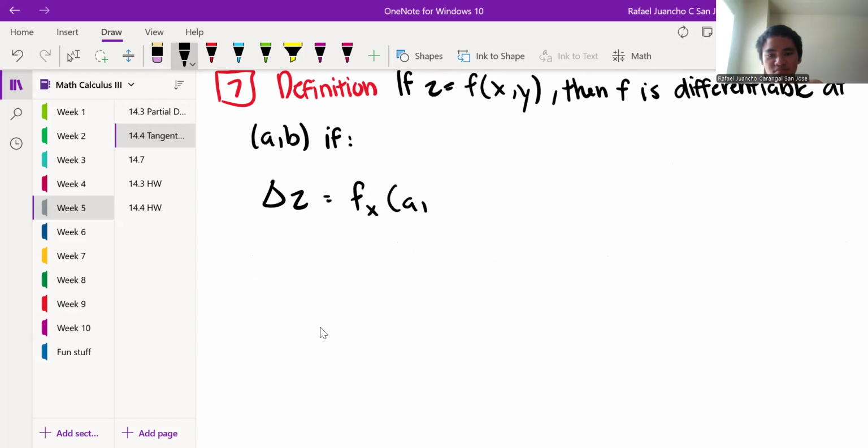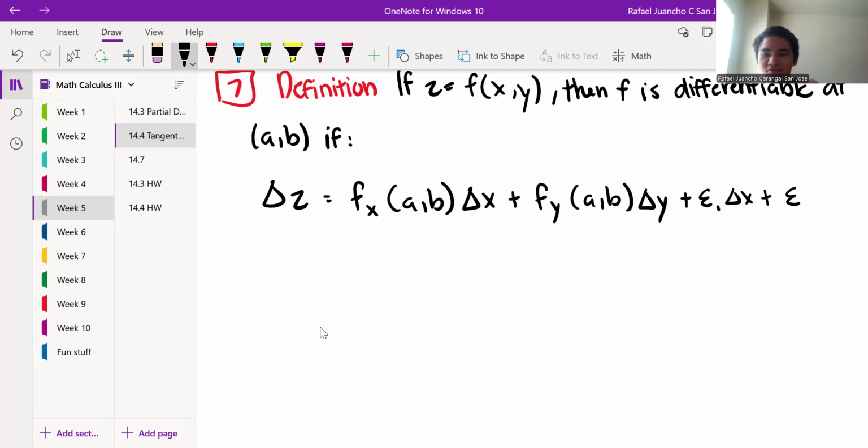So my partial with respect to x, delta x, instead of derivative, we call it a partial. My partial with respect to y, delta y, and then my epsilon, I guess epsilon sub 1 in this case, and then my epsilon sub 2. Right, now we have two of those things. And we're saying that epsilon 1 and 2 are functions of delta x and y. And as they approach 0, my changes in x and y also approach 0.